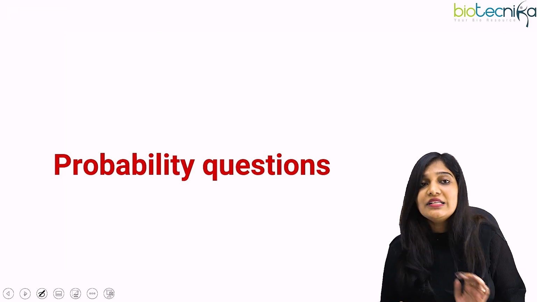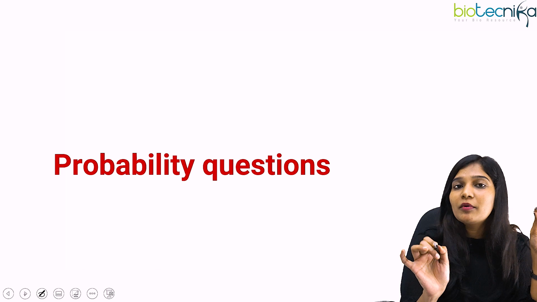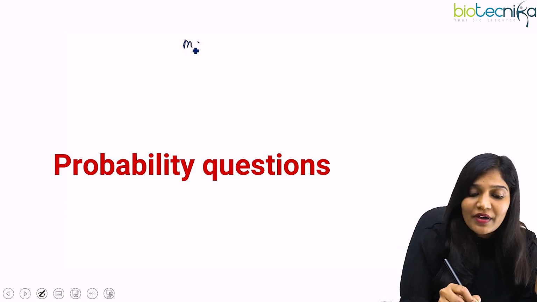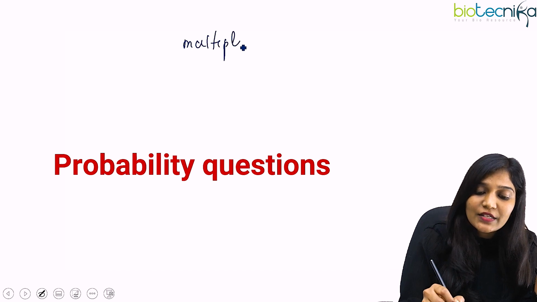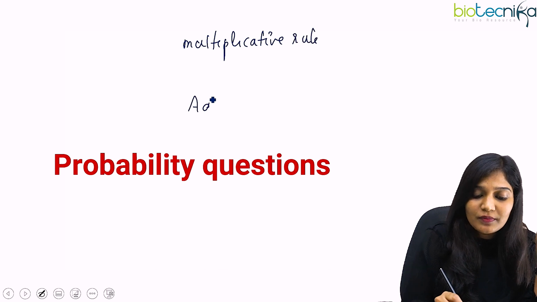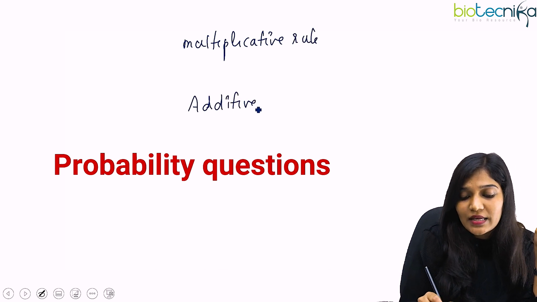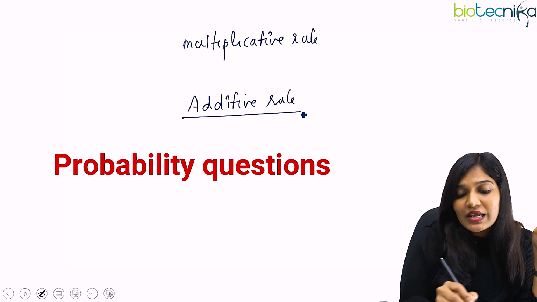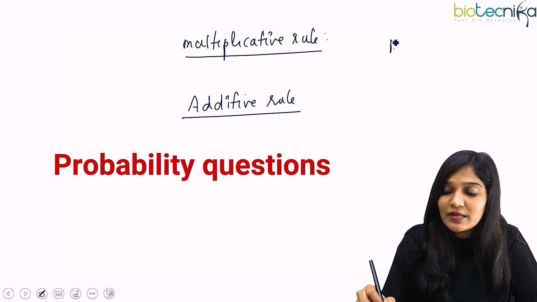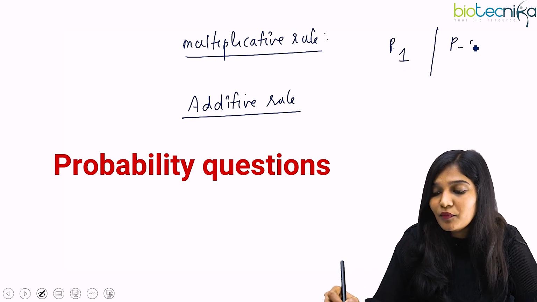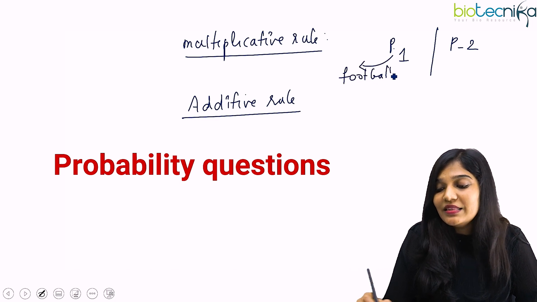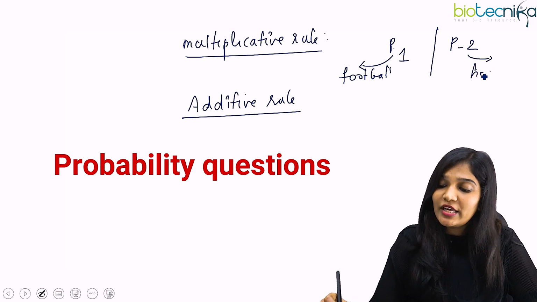The next is probability questions. For probability questions you have to remember 2 important things. One is the addition rule and the other is the multiplicative rule. Suppose I have to talk about the multiplicative rule, and then the additive rule, or we can say addition rule. In the multiplicative rule, let me take one example. There are going to be 2 persons, person number 1 and person number 2. This person is going to play football, and this person is going to play, let's take hockey.